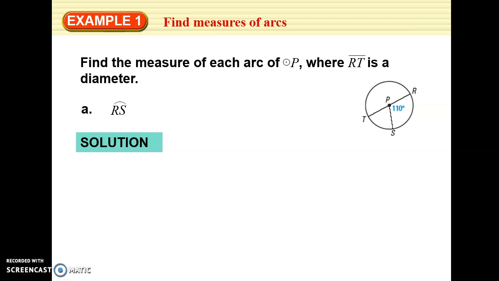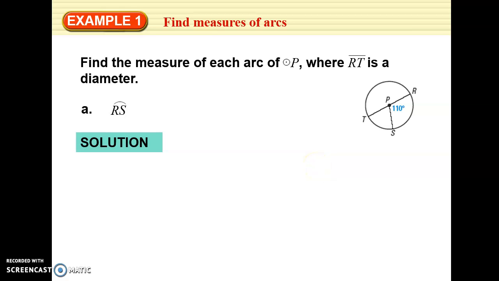Now let's continue with examples about arcs, finding the measure of arcs. The first example is: find the measure of each arc of circle P where RT is a diameter. We know from the information that we have that RT, that line, is a diameter. The first is to find the measure of RS. Well, this one is obvious, that is 110 because it's information that is given in the example.